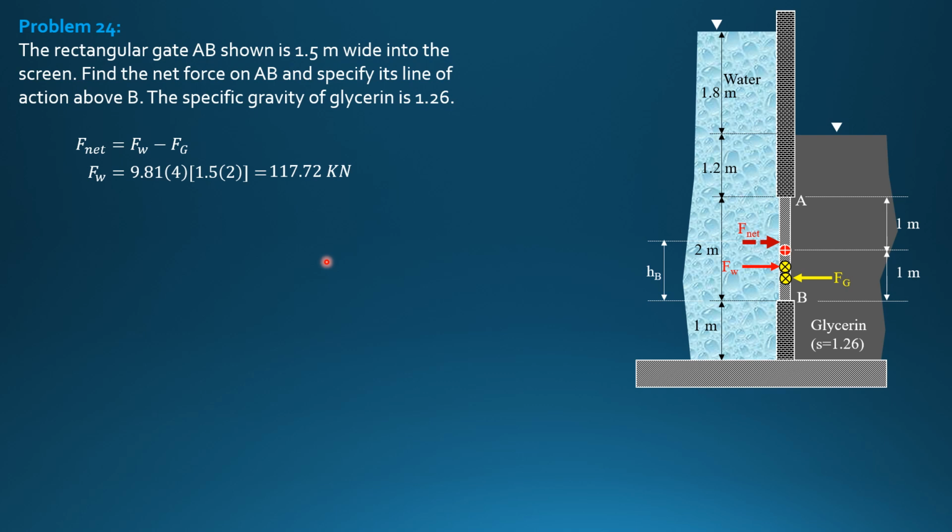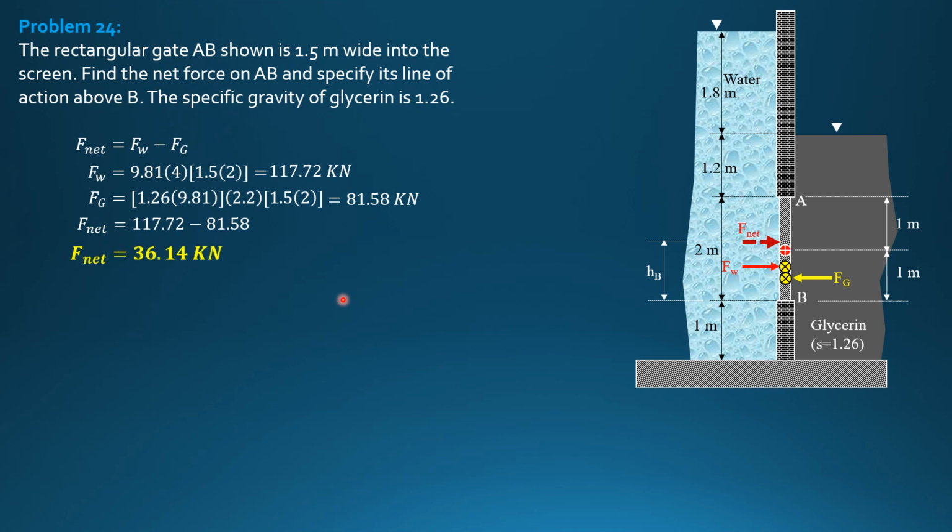Then F of glycerin: barred H of glycerin is 1.2 plus 1, 2.2. So 1.26 times 9.81, barred H 2.2, area 1.5 by 2. So F of glycerin is 81.58 kilonewtons. Therefore, F net is 117.72 minus 81.58. So the net force is rightward and it is equal to 36.14 kilonewtons.